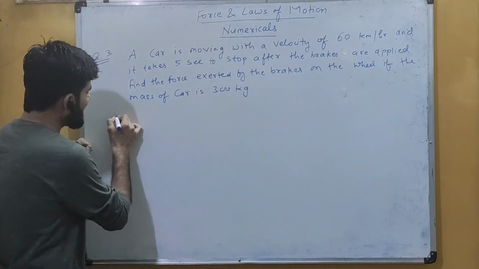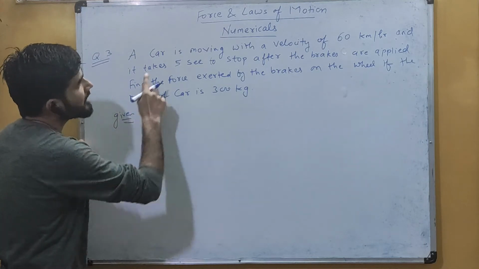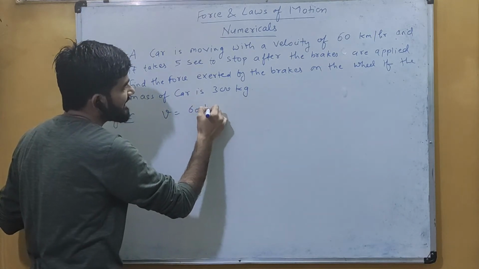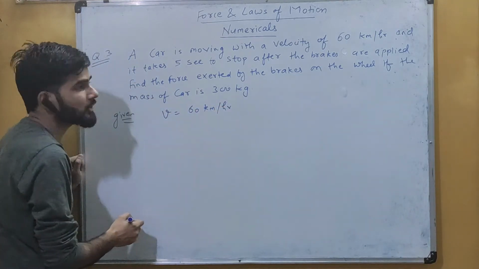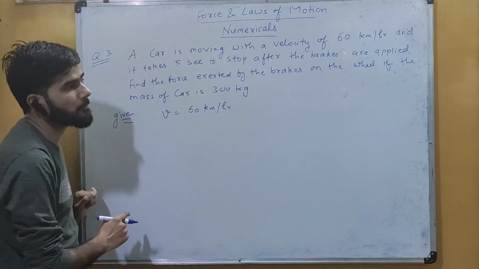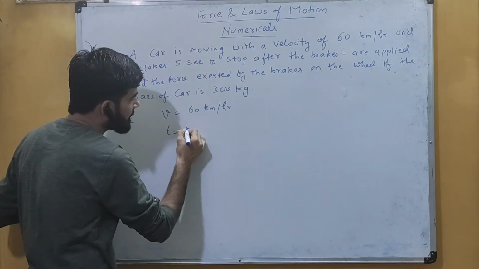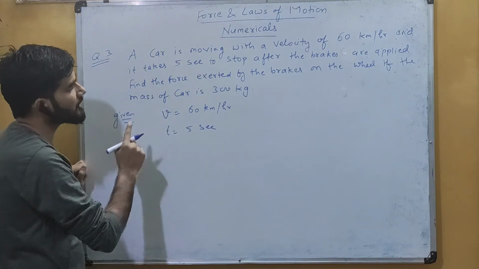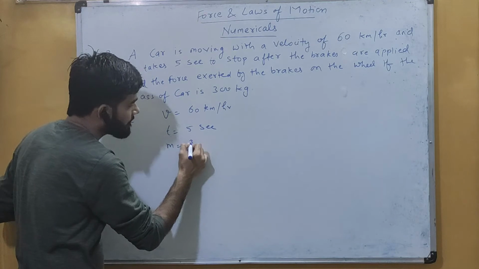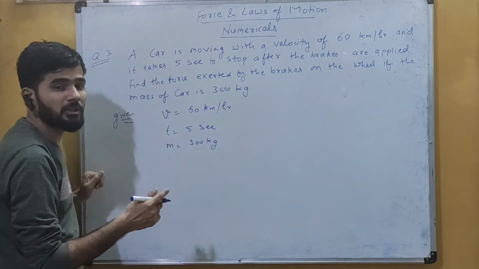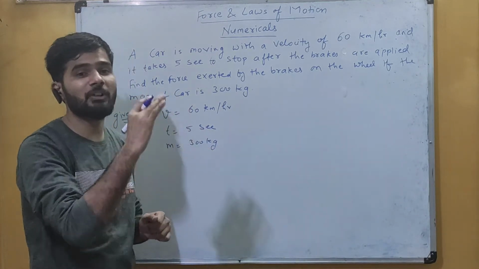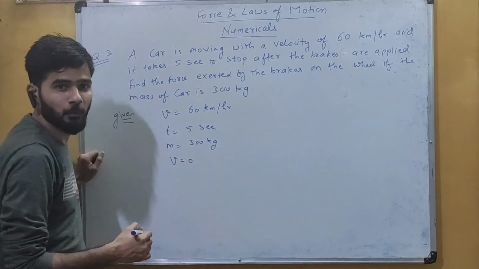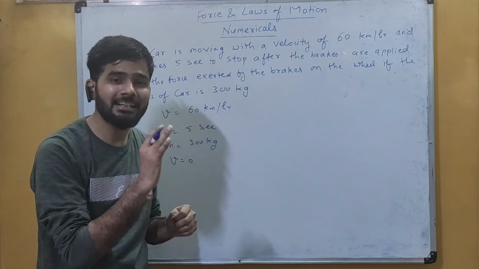So first of all we will write the given data here. A car is moving with a velocity of 60 km per hour, which means we have the velocity as 60 km per hour. It takes 5 seconds to stop after the brakes are applied, so time is 5 seconds. Find the force exerted by the brakes on the wheel if the mass of the car is 300 kg. So mass is 300 kg. And one more thing, when the brakes are applied, the final velocity of the object becomes 0. So here we can write v is equal to 0 because at the last the body is getting stopped.